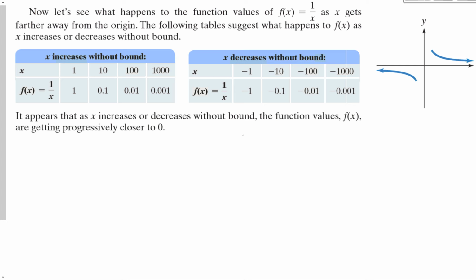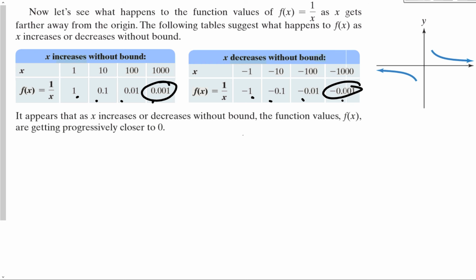Now let's see what happens to the function values of my reciprocal function, f of x is equal to 1 over x, as x gets further and further away from the origin. If I start plugging numbers that are bigger and bigger into the denominator here, notice that my answers get very small. And notice here that my answers get very small. So what's happening at the ends of this function is that they are getting progressively closer to 0. This number is very close to 0, as is this. And they're getting closer and closer to 0 as you go further away from the origin.